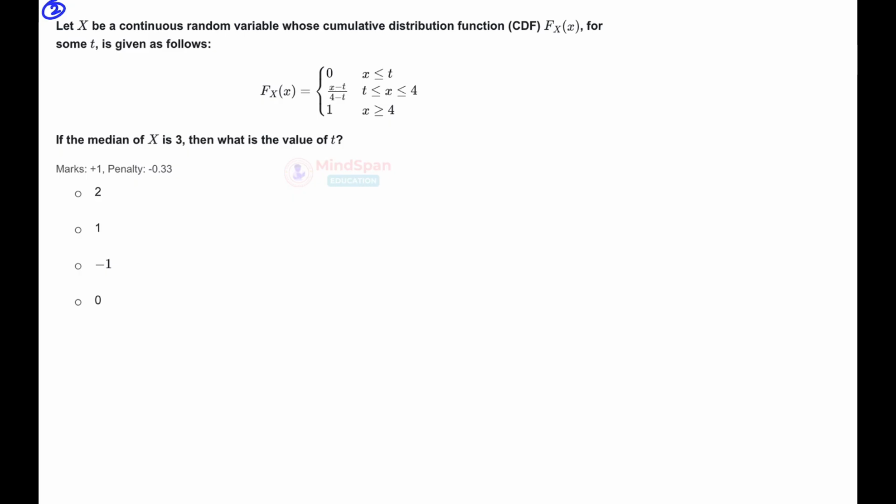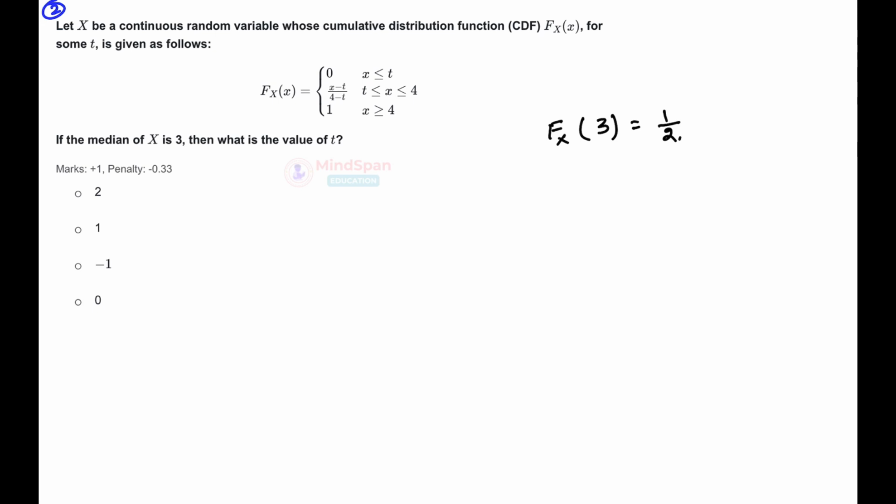So the very first info that you should have: the median is the value that splits the probability in half. So at least 50% of the probability lies to the left, and at least 50% of the probability lies to the right of the median, right. So if we try to find the cumulative probability, that means the CDF at this median, then we will have half of the probabilities, that means half, right.